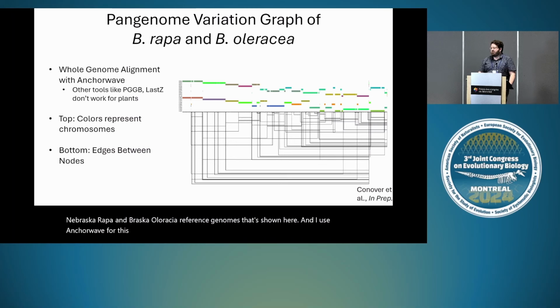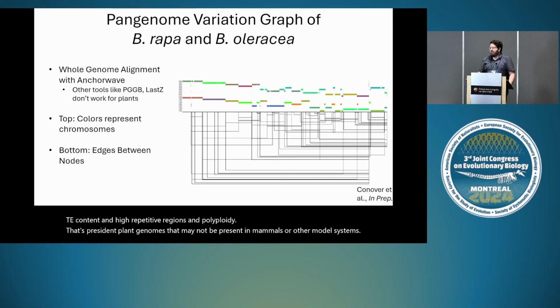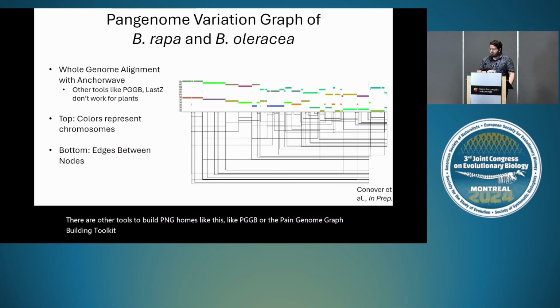That's a program that's specific for plants to deal with the high TE content, high repetitive regions, and polyploidy that's present in plant genomes that may not be present in mammals or other model systems. There are other tools to build pangenomes like this, like PGGB, or the Pangenome Graph Building Toolkit, which may work for other systems, but it did not work for these plant genomes at all.